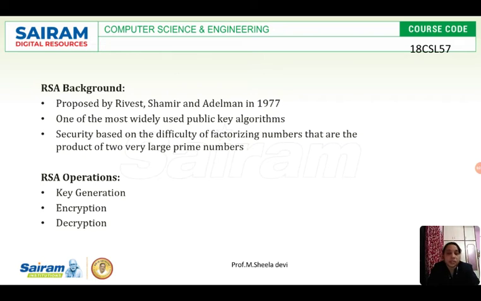Another possibility is that user A can encrypt the data with the public key of B and send it to B. Then user B has to decrypt the data with its own private key. So the private key is known only to its user and the public key is known to the receivers. We can get the public key from the key servers. This is how public key cryptography works.